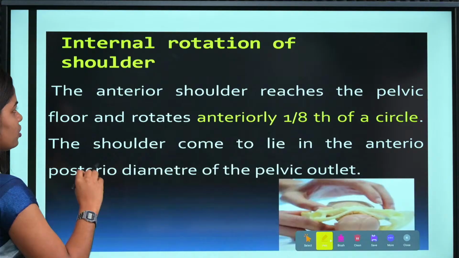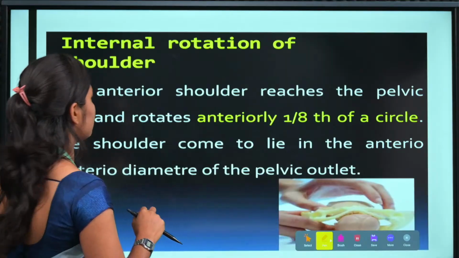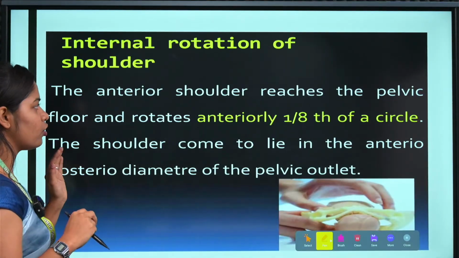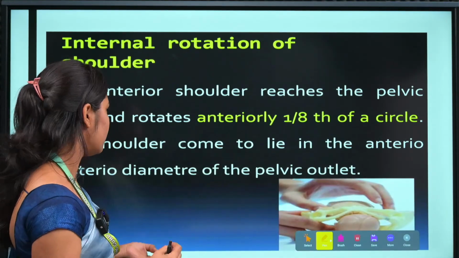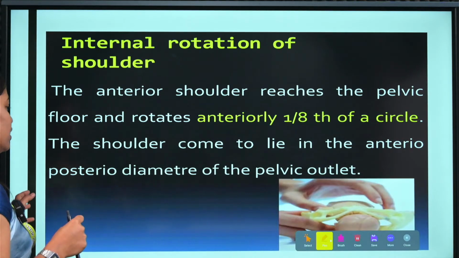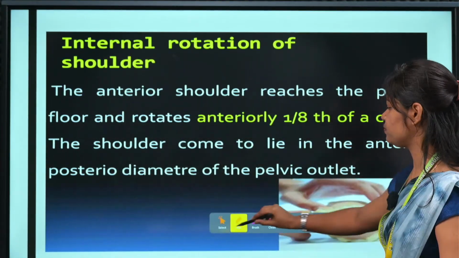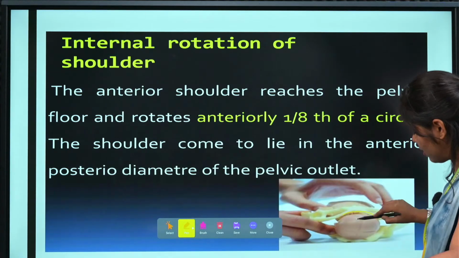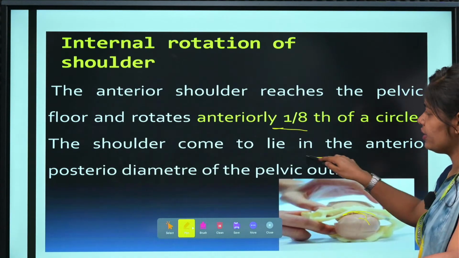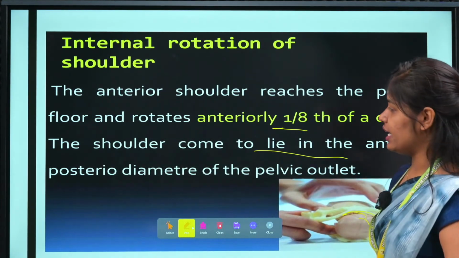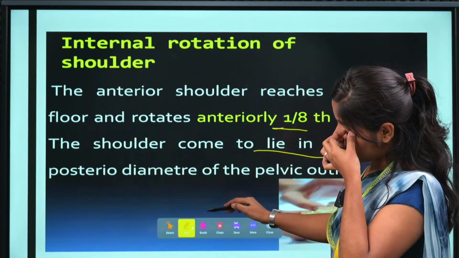Next, internal rotation of the shoulder. After the delivery of the head, the internal rotation of the shoulder will occur. The anterior shoulder reaches the pelvic floor, rotates anteriorly 1/8 of the circle. Again the internal rotation of the shoulder will occur, and the shoulder lies in the anterior posterior diameter of the pelvic outlet. Once the head got delivered, this shoulder will rotate internally 1/8 of the circle, and it will reach the anterior posterior diameter of the pelvic outlet. It will come out from the pelvic outlet. 1/8 of the circle it is going to rotate.